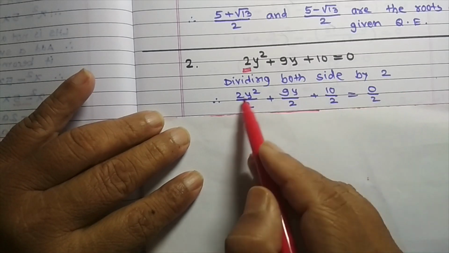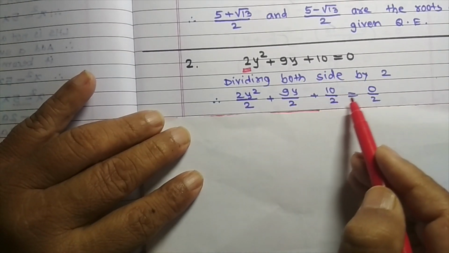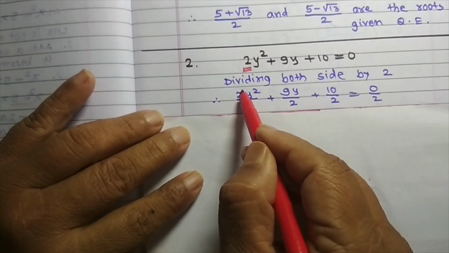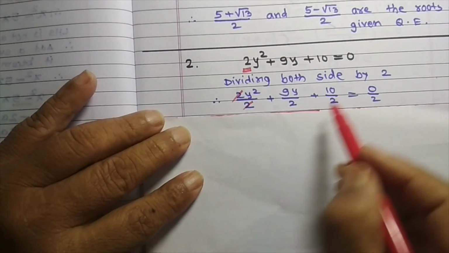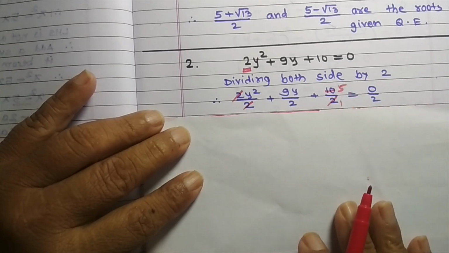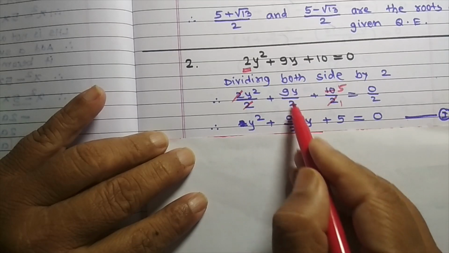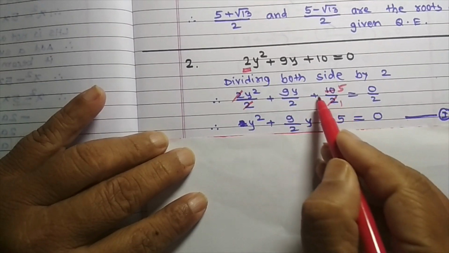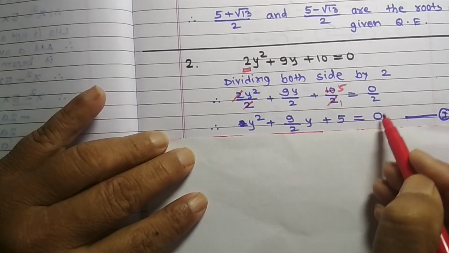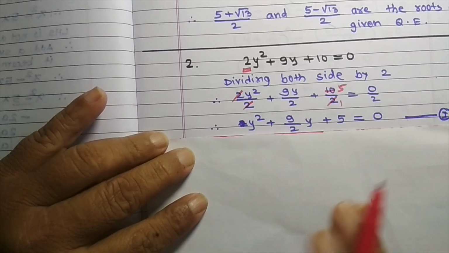Yes, see here, 2y square upon 2 plus 9y upon 2 plus 10 upon 2 is equal to 0 upon 2. Here the 2 gets cancelled. 2 1s are 2, 5 2s are 10, and here 0. Then it becomes y square plus 9 upon 2 y plus 5 is equal to 0 upon 2, means 0. This is the equation.